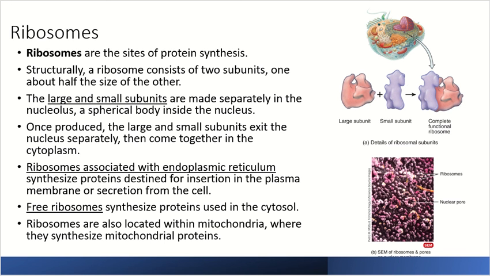Ribosomes are going to be associated with the endoplasmic reticulum, and these ribosomes are going to synthesize proteins that are destined for insertion in the plasma membrane or for secretion from the cell. And then free ribosomes are ribosomes that are not associated with the endoplasmic reticulum, and these are going to synthesize proteins that are used in the cytosol. Ribosomes are also located within mitochondria, where they're going to synthesize those specific mitochondrial proteins.